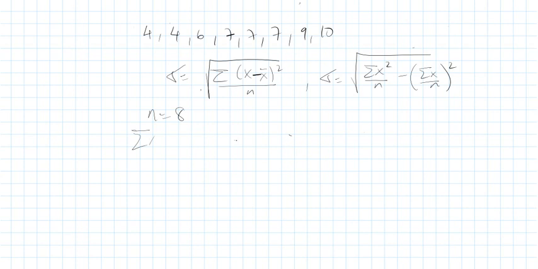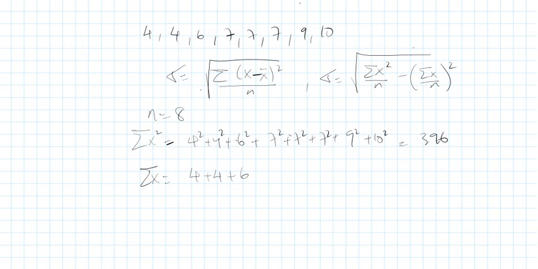The sum of x squared will be, you take each x, you square it, and then you sum it. So it's 4 squared plus 4 squared plus 6 squared plus 7 squared plus 7 squared plus 7 squared plus 9 squared plus 10 squared. And that will give you 396. So you take each number in the data set, you square it and you add. And then the sum of x will be, you sum all the x's. So you add all the numbers, 4 plus 4 plus 6 plus 7 plus 7 plus 7 plus 9 plus 10. That gives you 54.